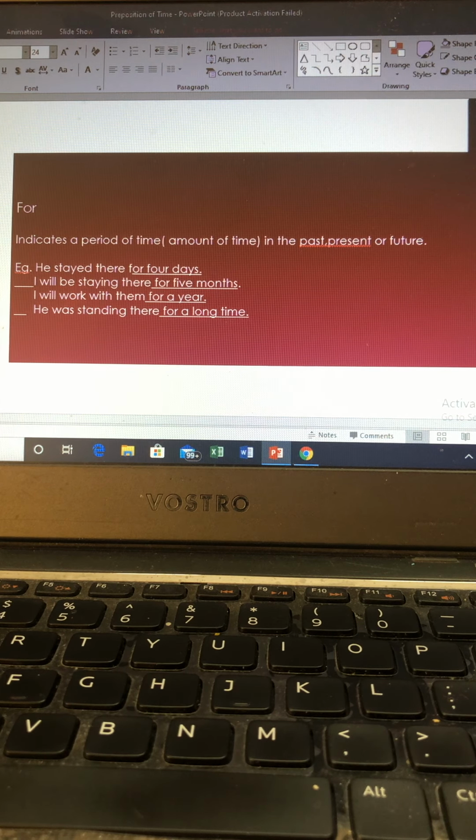I will be staying there for 5 months. That means we are talking about the future tense. How many days do I plan to stay? How many months do I plan to stay? What period of time do I plan to stay? I will be staying there for 5 months. So whenever we are stating a period of time, then we use the preposition for.